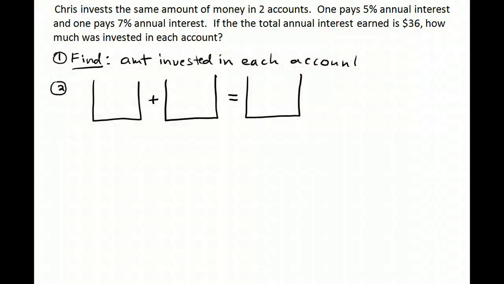Okay, here's our first problem. Chris invests the same amount of money in two accounts. One pays 5% annual interest and one pays 7% annual interest. If the total annual interest earned is $36, how much was invested in each account?